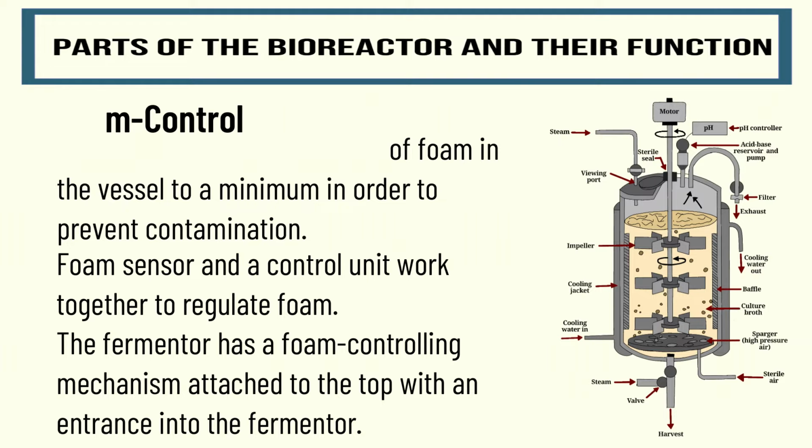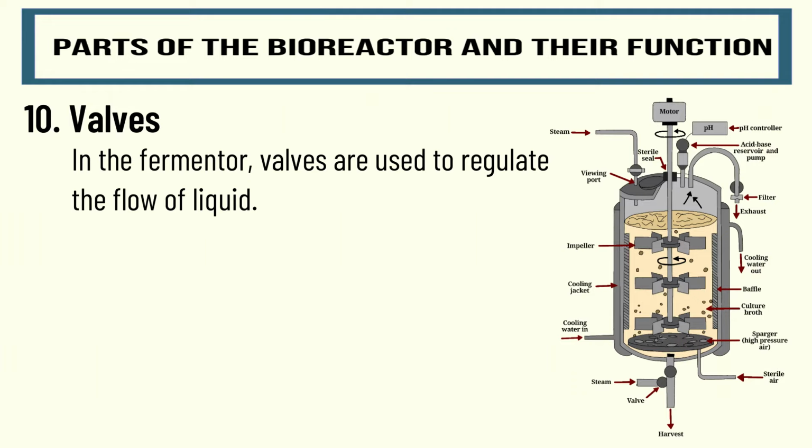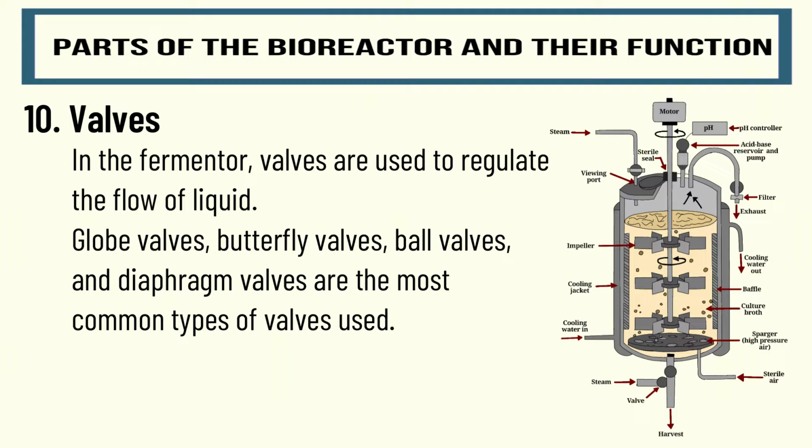Number 10. Valves. In the fermenter, valves are used to regulate the flow of liquid. Globe valves, butterfly valves, ball valves, and diaphragm valves are the most common types of valves used. The air and pipe layout includes safety valves that can function under pressure.